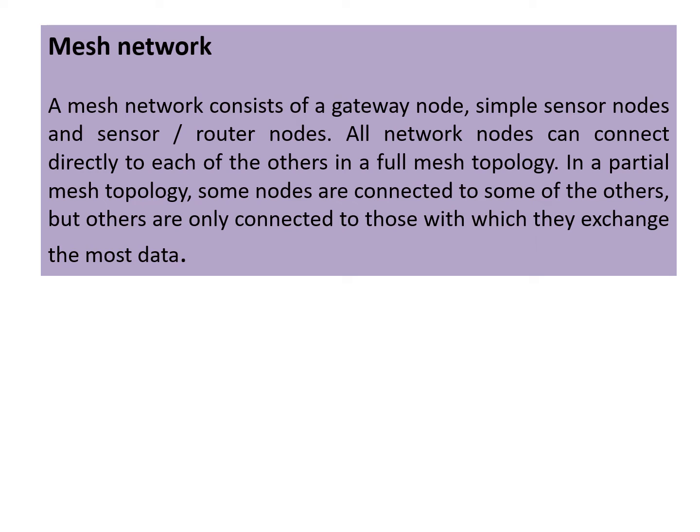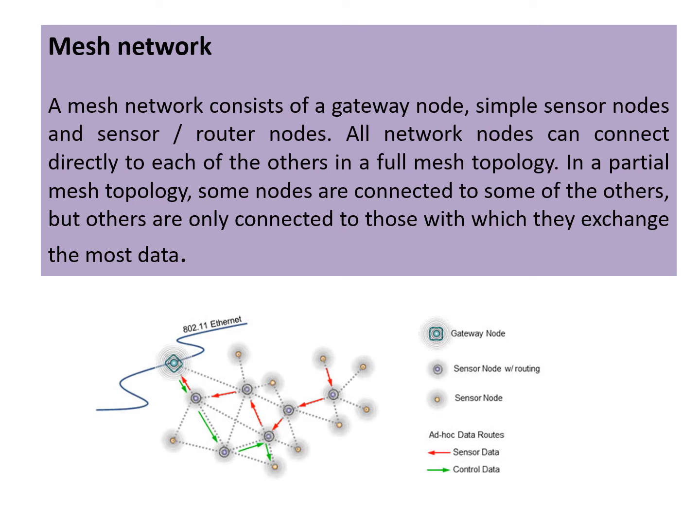Another one is the mesh network. A mesh network consists of a gateway node, simple sensor nodes, and sensor or router nodes. All network nodes can connect directly to each other in a full mesh technology. So you can see we have mesh topology. This is the gateway, and these are the sensor nodes or routing nodes. These are the sensor nodes, and these are sensor nodes or routing, and these are the edge nodes or sensor nodes.